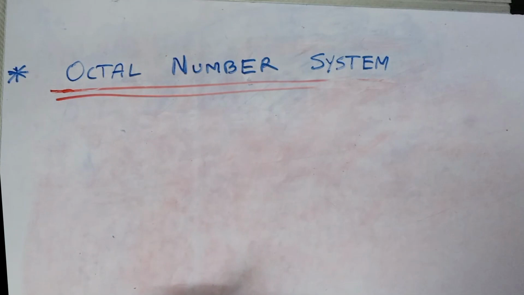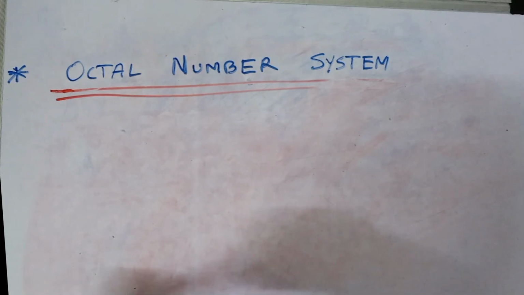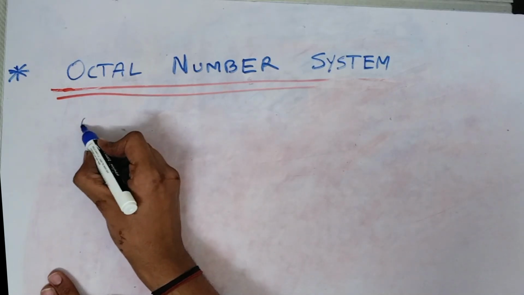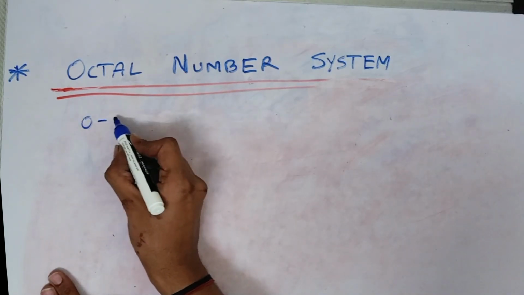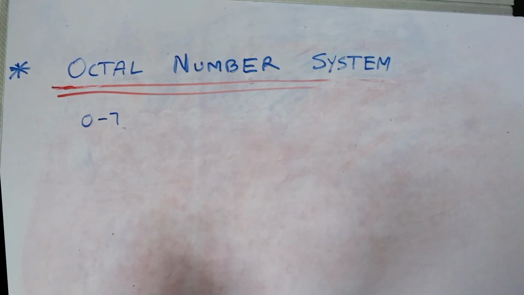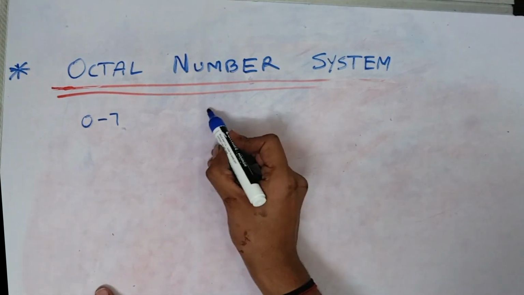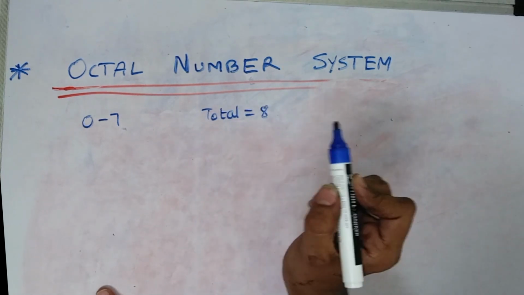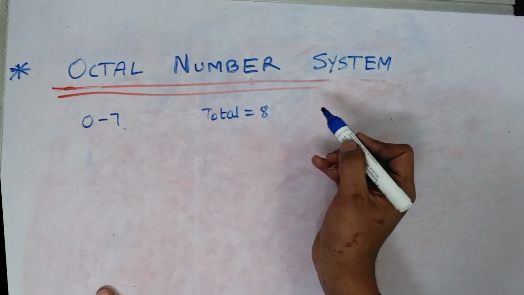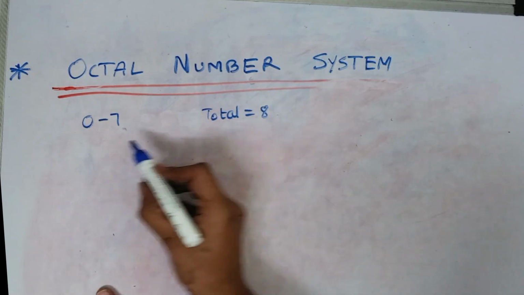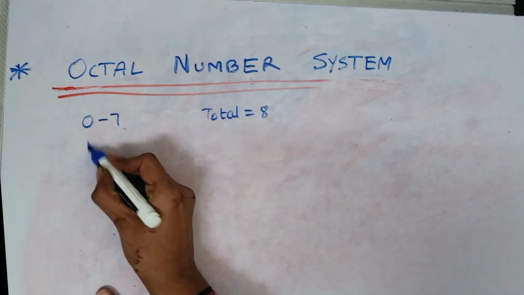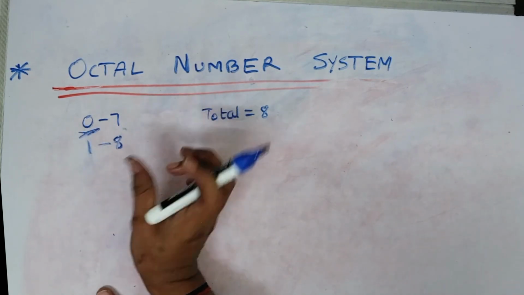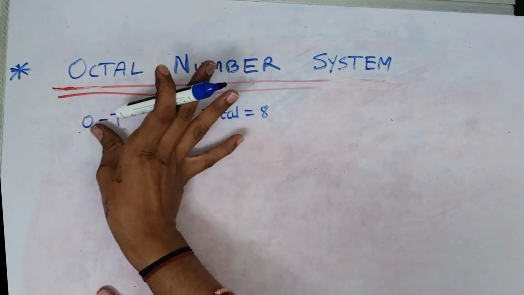What is the octal number system? The octal number system consists of 8 numbers total, which starts from 0 and ends at 7. Now remember that when I said there are total 8 numbers, it doesn't mean that it ends at 8. Why doesn't it end at 8? Because we are not starting from 1. If we start from 1, then it would definitely end at 8. But we are starting from 0. So always remember that any number system starts from 0.